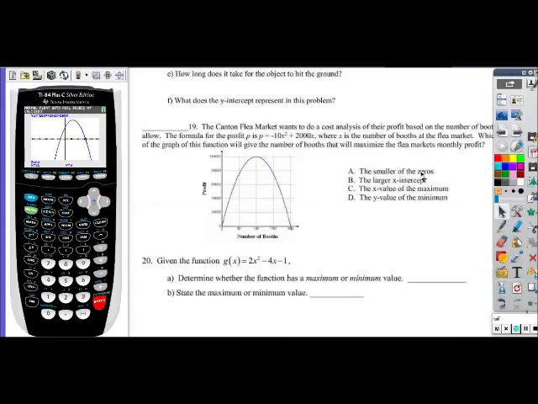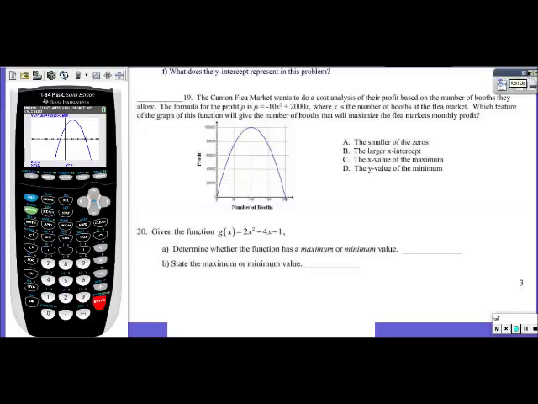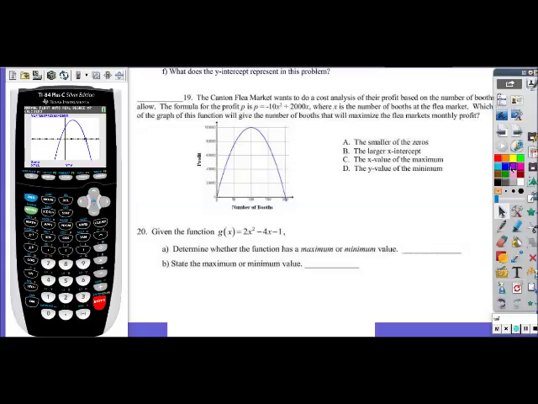Then number 19 says the Canton Flea Market wants to do a cost analysis of their profit based on the number of booths they allow, the formula. So the equation is given where X is the number of booths at the flea market. Which feature of this graph will give the number of booths that will maximize the flea market's monthly profit?